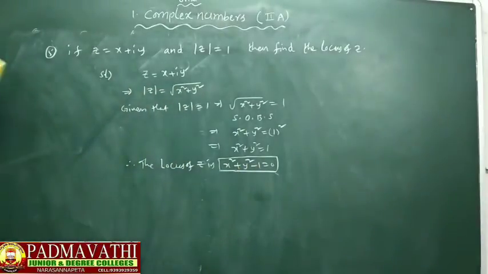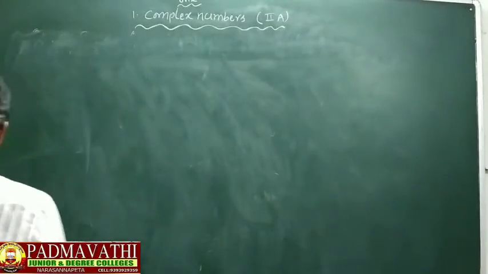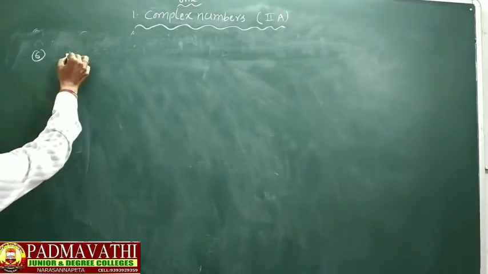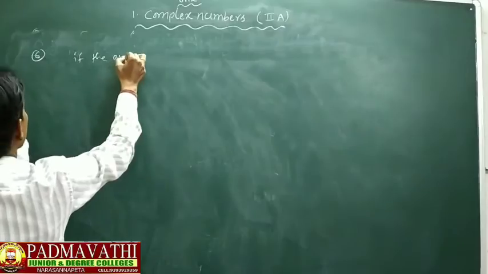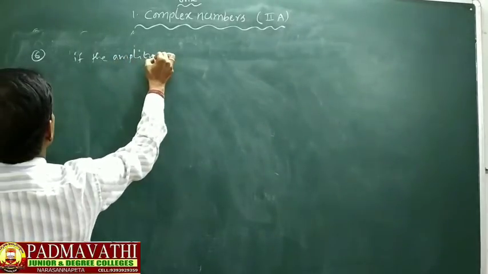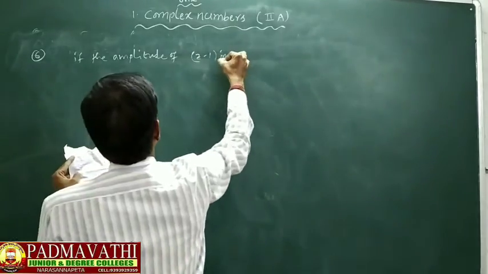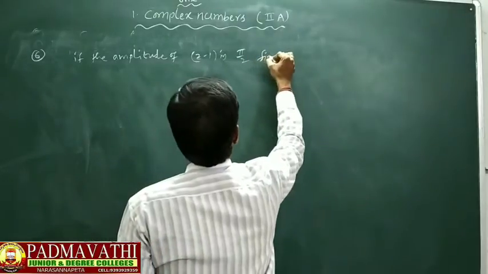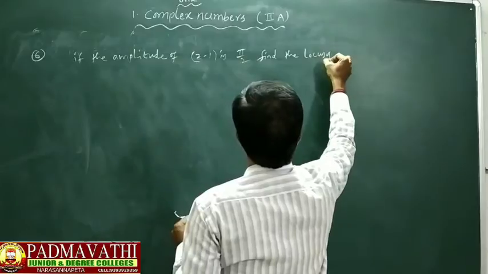Now the next problem. If the amplitude of z − 1 is π/2, find the locus of z.